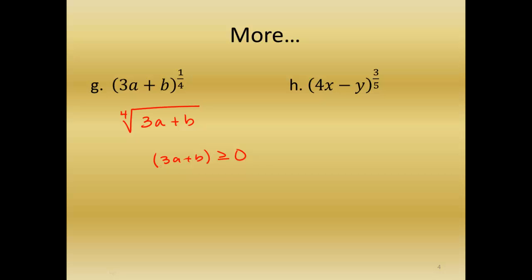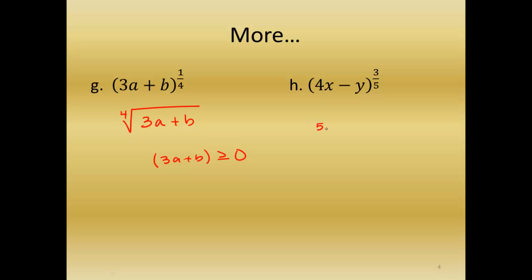So, in other words, my radicand must be greater than or equal to 0. In this case, my radicand is an expression, a quantity, a binomial. Let's take a look at H. For H, we're going to do very similar things here.